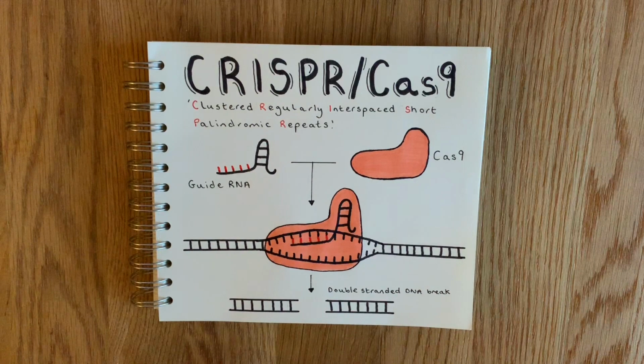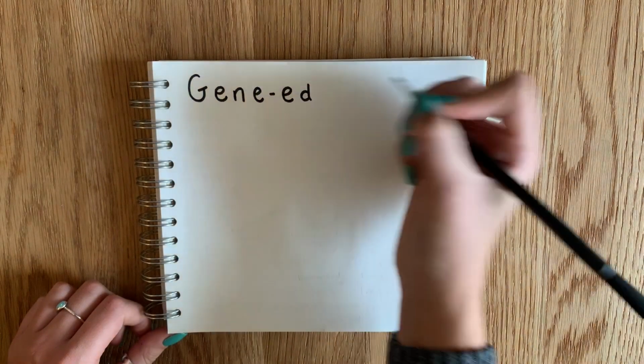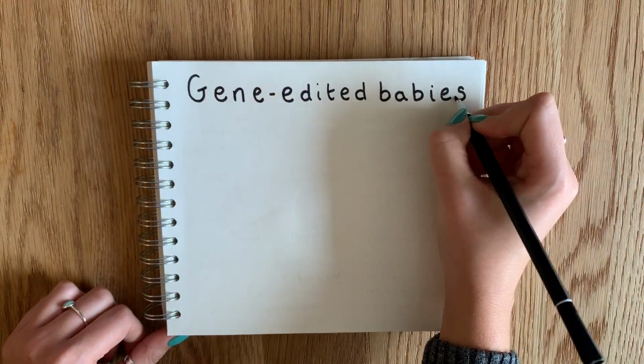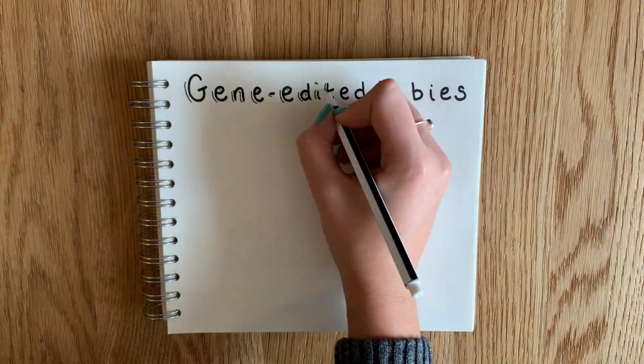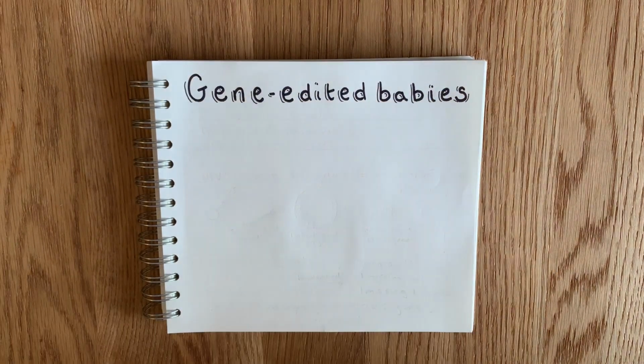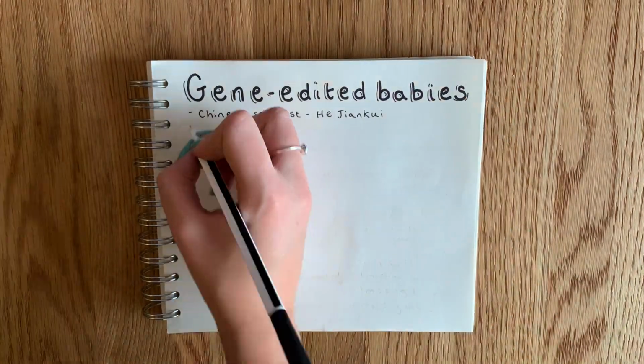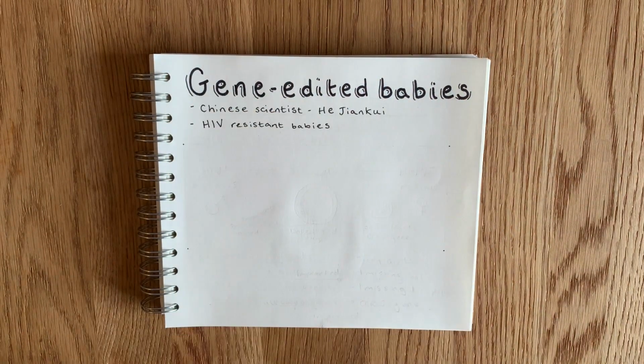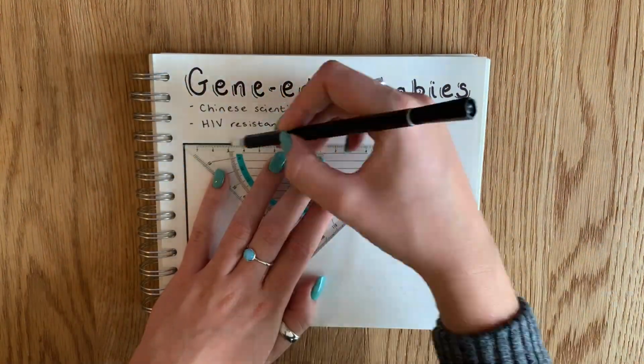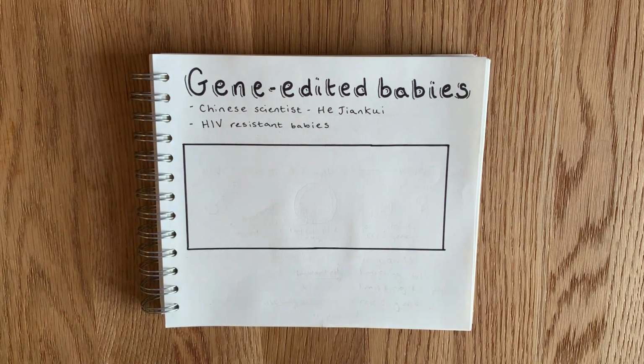So as I said before, this is a technique that is already frequently used in the lab. However, the reason that it's been such an outcry in the media this week is because this Chinese professor has basically claimed to create the world's first genetically edited babies. These babies were twin girls and they were subjected to germline editing of their DNA, which is supposedly going to make them more resistant to HIV.